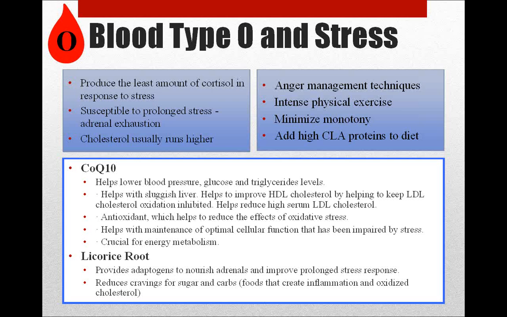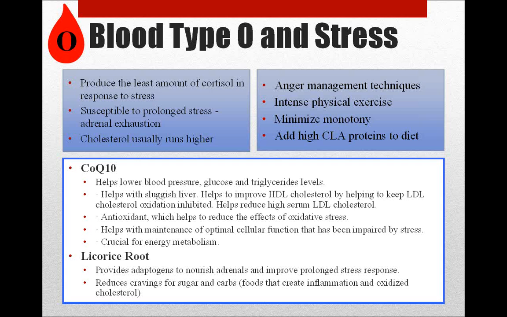So I just put together some charts to explain how stress affects each of the blood types, because that seems to be the driving factor that impairs our immune system, impairs our digestive system, impairs our neurotransmitter uptake, our hormones. It has a factor on everything. So high cortisol, O's tend to produce the least amount of cortisol in response to stress. It's almost like, okay, stress is their motivator, like we talked about. But they do get susceptible when they stay under that prolonged stress for too long.